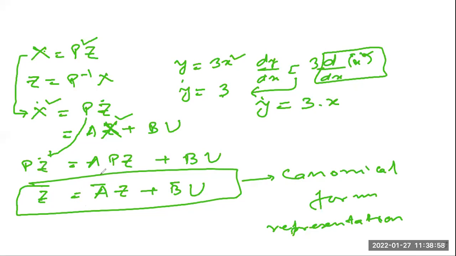So this becomes A bar into z. Basically A bar equal to P inverse A P, but we are representing it with the help of A bar. And this will be what? This is B by P. So P inverse B we are writing as B bar into u. So this is basically the representation of the canonical form. Now it is clear. Yes, sir. Okay, fine.